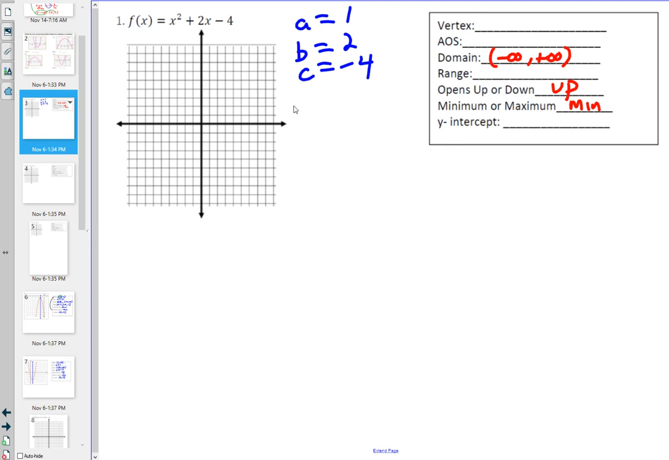And where's the y-intercept going to be? At 0, -4. How can you tell that, Colin? How can I tell where the y-intercept is going to be? So you can tell all your friends. How can you tell me where the y-intercept is, Georgiana? That doesn't have to do with the minimum. The y-intercept is always going to be at c.